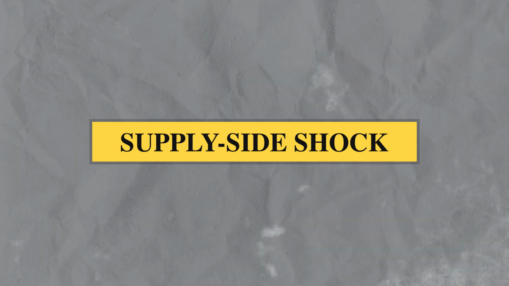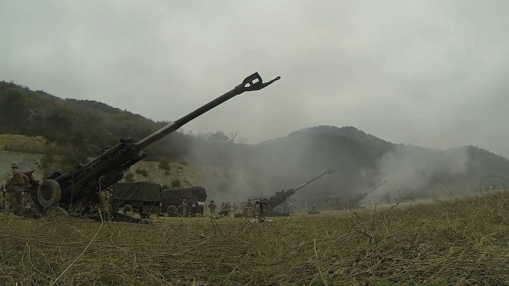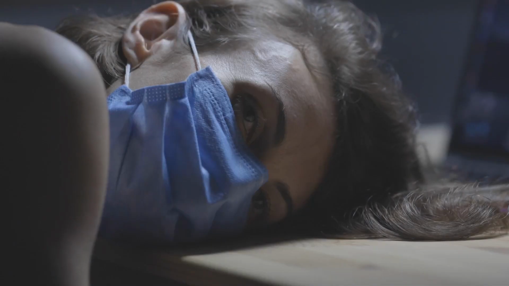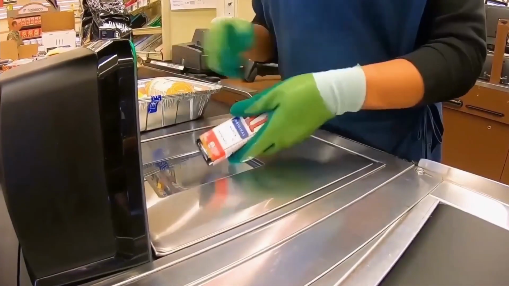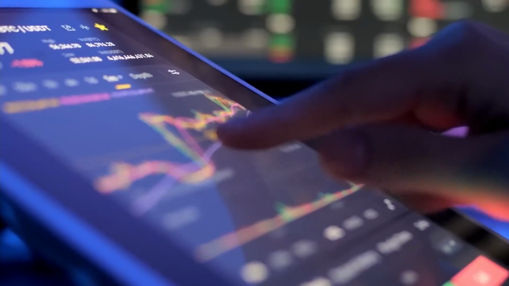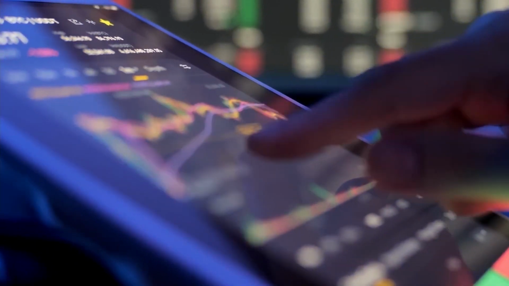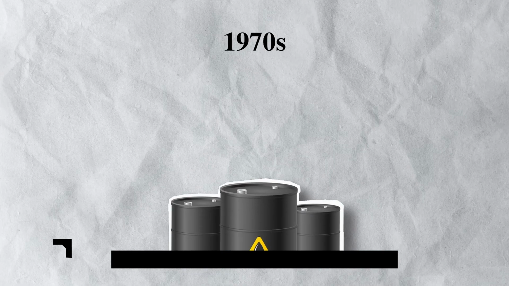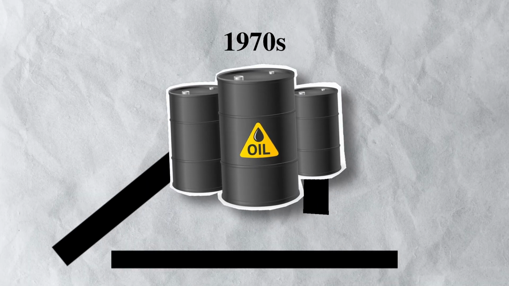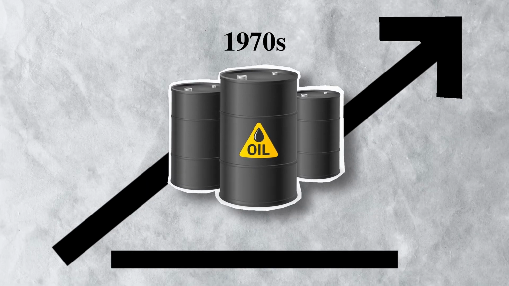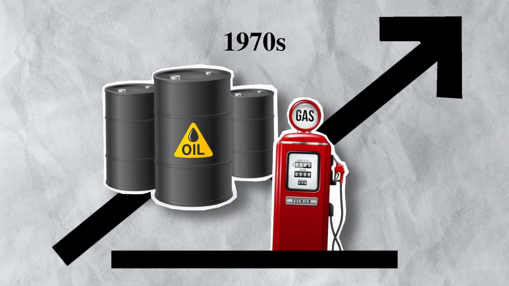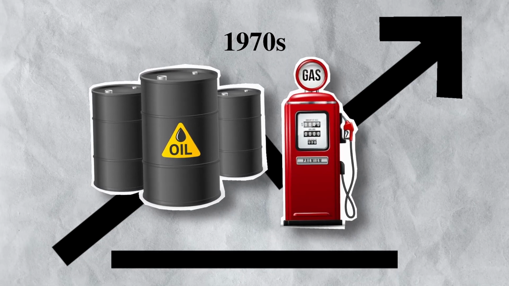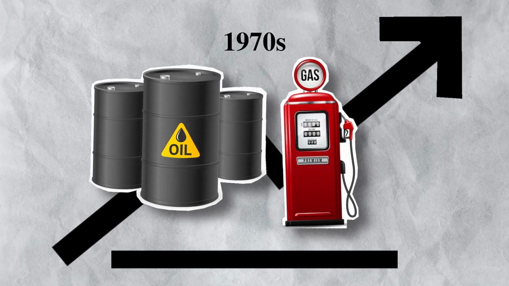Supply-side shock. Global events like wars, natural disasters, or public health crises can cause a significant shock to domestic or international supply chains and push an economy into a recession. For example, in the 1970s, oil prices skyrocketed, and businesses and consumers were forced to spend more on oil-based products, including gasoline, which left them less to spend in other areas, leading to a recession.